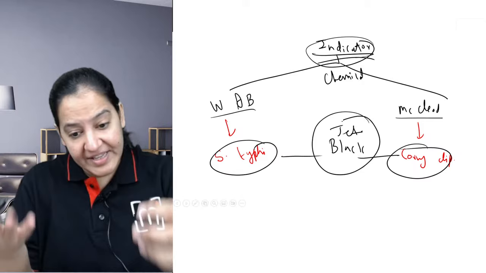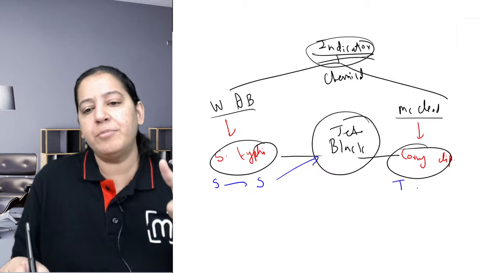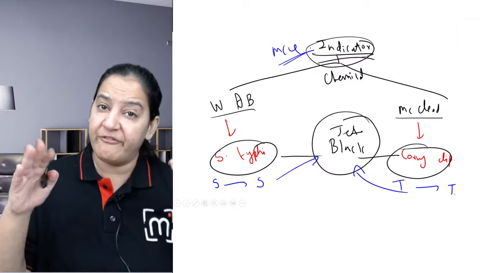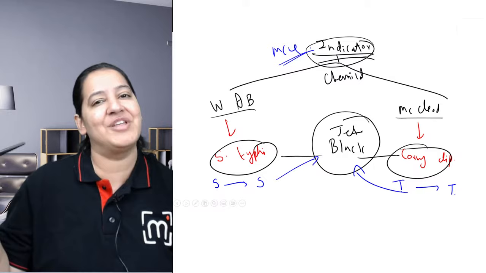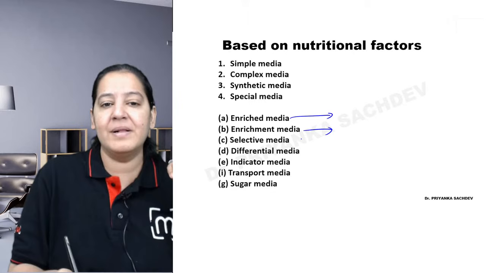In Wilson and Blair, it is sulfite to sulfide that gives black color. And here, tellurite to tellurium gives black color. So the reason is different. You must be able to identify that. You can imagine the MCQs. If you can't, do it from your source, whatever app, platform or book you are following for MCQs. Do MCQs today only. You will be able to solve all of them on this particular topic. I'm sure. Okay, so we are done with the indicator media. Only two examples. Enrichment has three examples, selective three examples, indicator two examples.